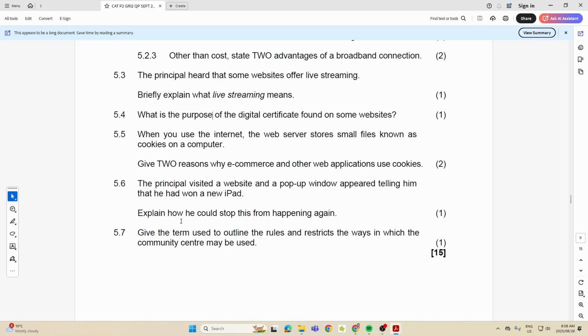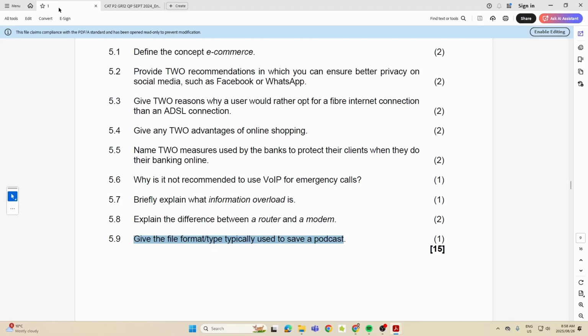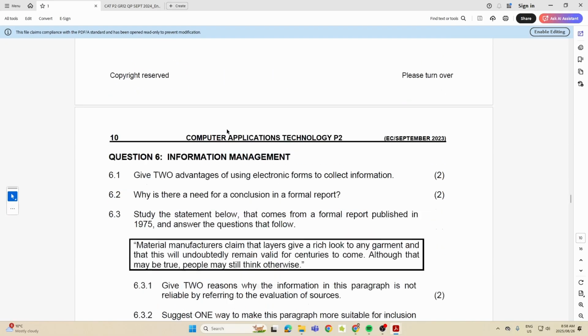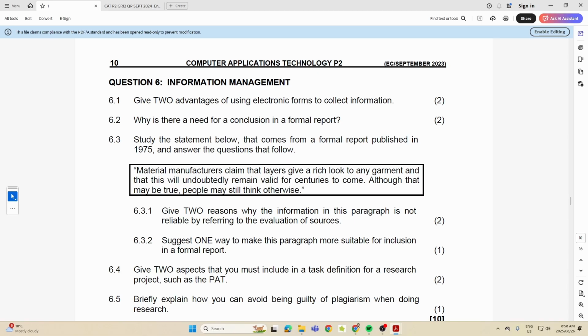Then the last one for question 5, give the term used to outline the rules and restrict the ways in which the community center may be used. And what can we use for that? That is known as the acceptable usage policy. All right, brilliant. We're getting there. 2023, let's go. Question 6.